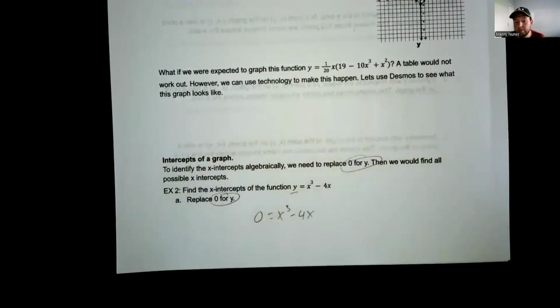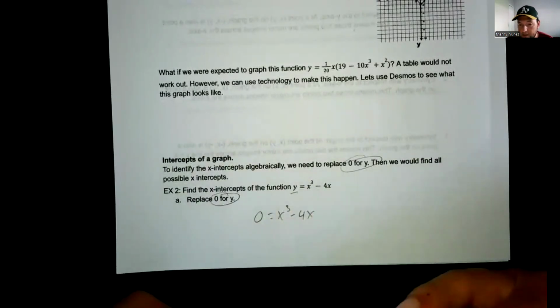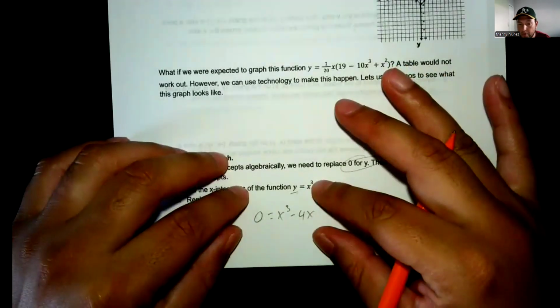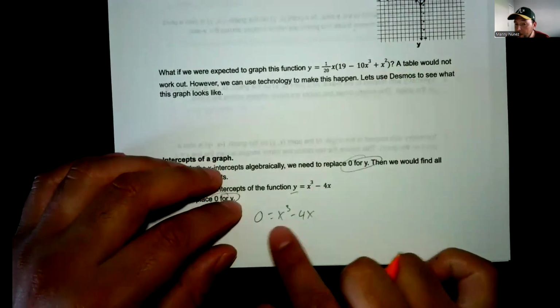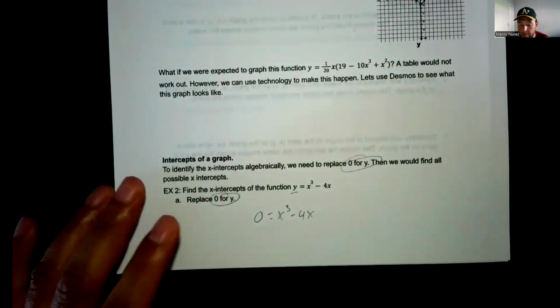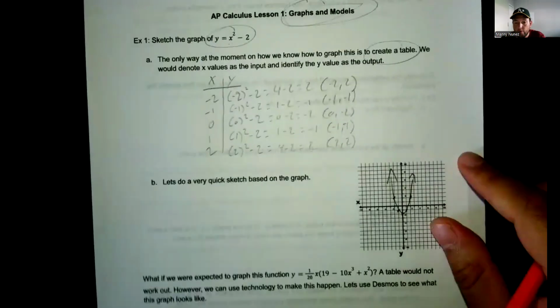Okay, we have 0 equals x cubed minus 4x, right? Now, if you've never solved for x before with this, what we want to make sure is that all the x's are on one side and everything else is on the other side of the given equation, right? So since we've got 0 equals x cubed minus 4x, let's now move on to the next piece.